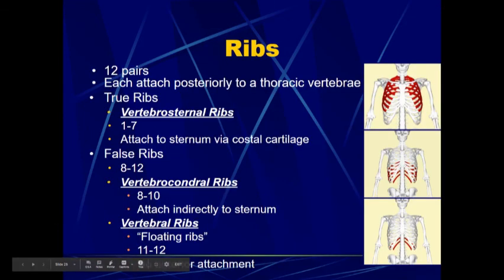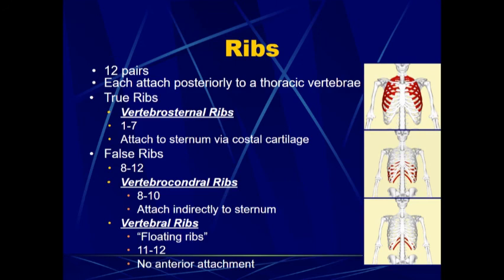The ribs, we have 12 pairs. Remember that each pair of ribs attaches to one of the thoracic vertebrae. The ribs can be divided into different parts. The true ribs, or the vertebral sternal ribs, are the top 7. The reason they're called vertebral sternal is because they have attachment on the vertebrae posteriorly, and then they are attached to the sternum via costal cartilage in the anterior. So each rib has its own costal cartilage attachment. So those are called the true ribs.